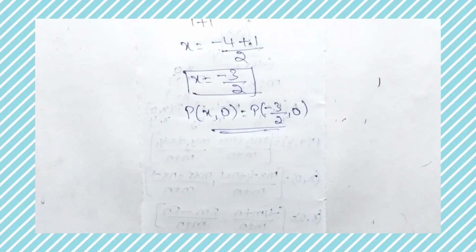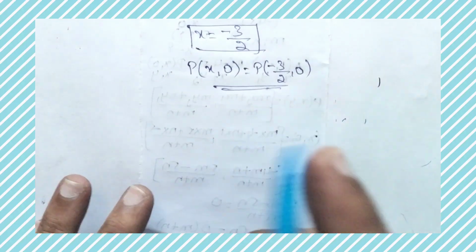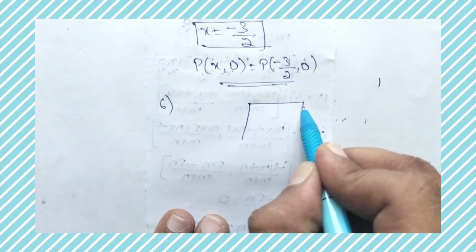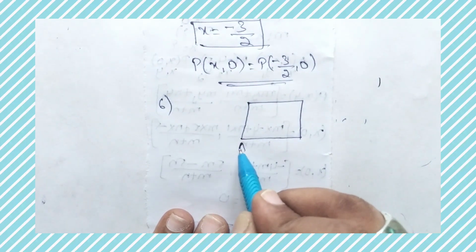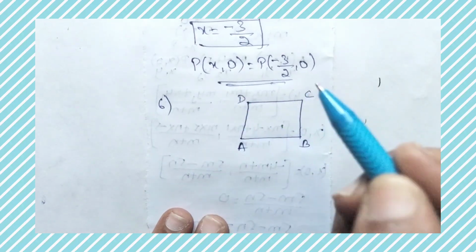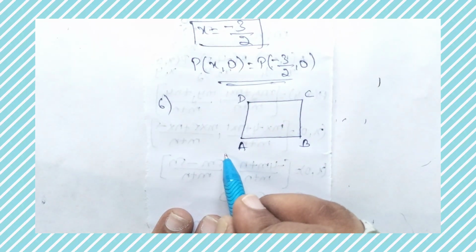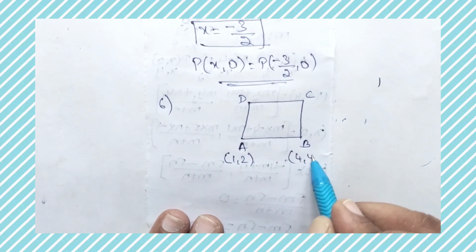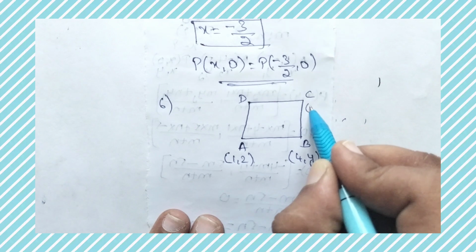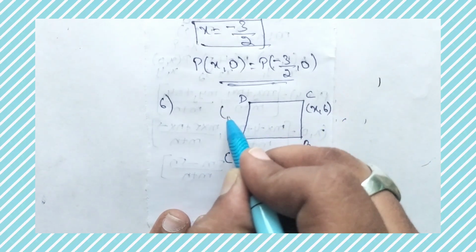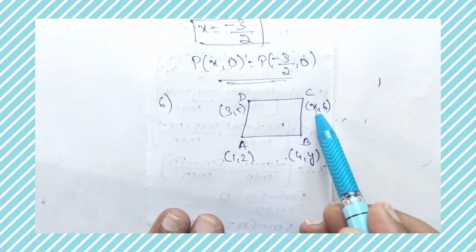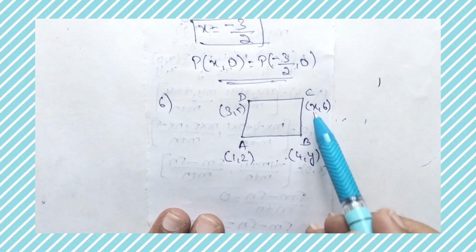To solve this question, first we have to draw one parallelogram. Let us draw a parallelogram. So let us take ABCD as a parallelogram. ABCD is a parallelogram. What have they given? The coordinates of A is (1, 2), B is (4, y), then C is (x, 6) and D is (3, 5). So this is a parallelogram. Now we have to find out what is the value of x and what is the value of y. We don't know these two values.